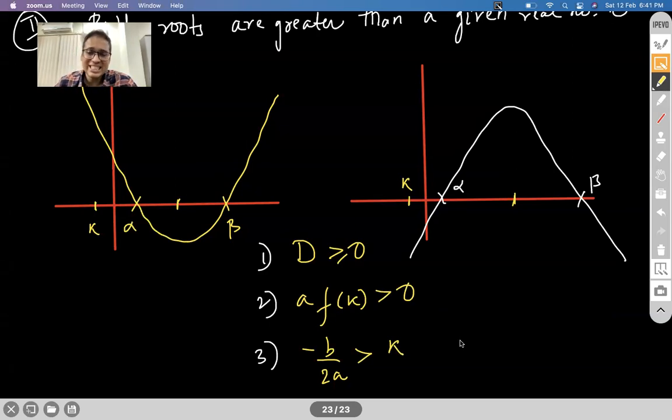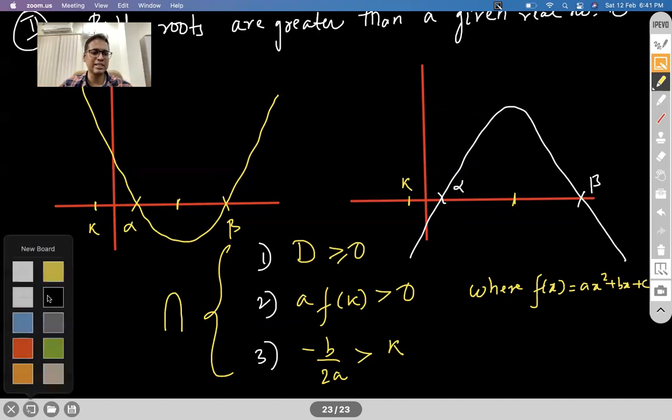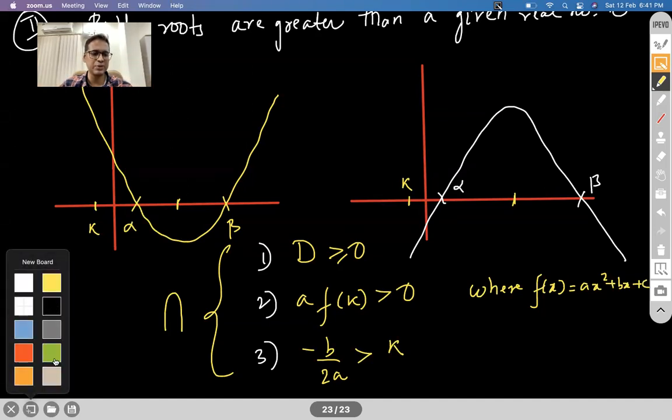So can I say these three must be satisfied simultaneously if you want any quadratic equation to have both the roots greater than a given number k? Here I would like to write again, your f of x is ax square plus bx plus c. The quadratic polynomial part I'm calling f of x. Is it clear or not, guys? Is it making sense to you? This is a very important type of question being asked in many competitive exams.